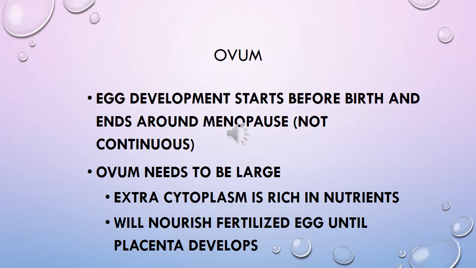Another thing that we looked at was that the ovum needs to be large. We talked about the cytoplasm being extra cytoplasm, the unequal cytokinesis, really important for those extra nutrients. And that will also nourish the fertilized egg until the placenta develops. So there's a long period of time where we have to wait for that placenta to connect to baby, and that we'll talk about a little bit more on our final video.